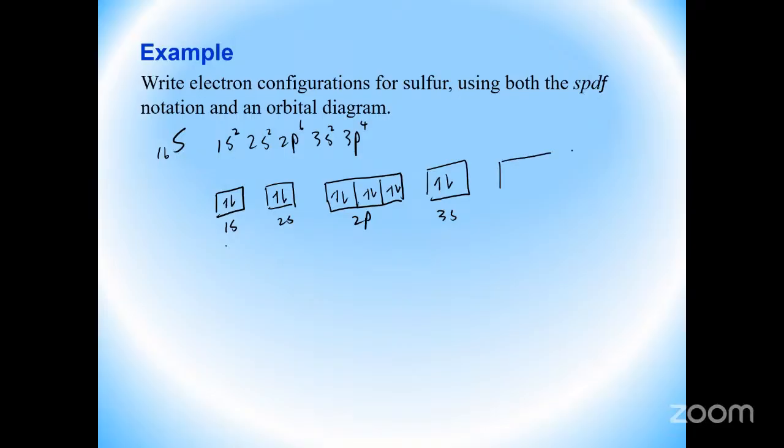And then now we get to the 3p4 sublevel. Again, there are 3 p orbitals in that sublevel, right? So we have 4 electrons now to distribute among these 3p orbitals. So the first one will go here, the second one will go here, the third one will go here, and then the fourth one can occupy any one of these 3 orbitals. So I'm going to put that one there, and that would be the orbital diagram for the sulfur atom, all right? And that's it.